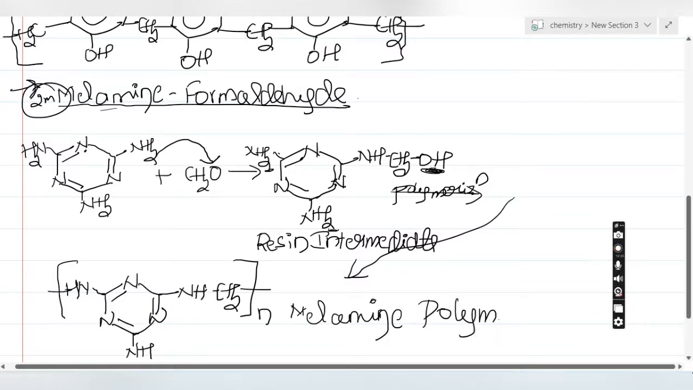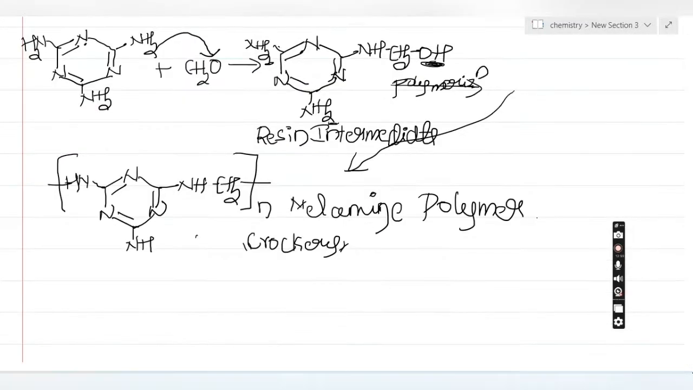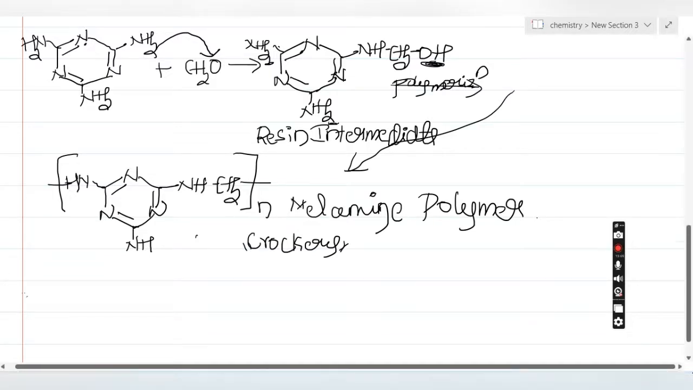Melamine polymer. So melamine polymer is used in making unbreakable crockery. Always remember, it is used in making unbreakable crockery. I think this is all about the phenol formaldehyde and melamine polymer. So now we are going on to another, different type of polymer. We call it natural rubber.